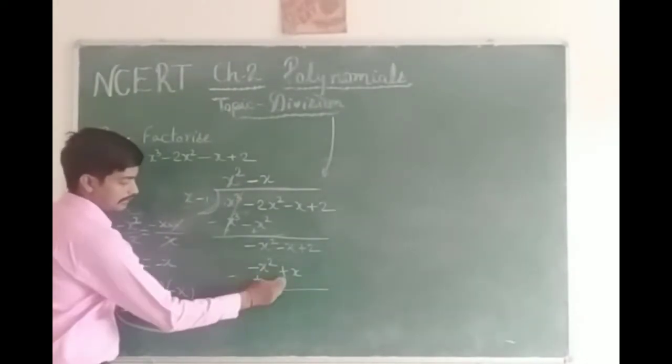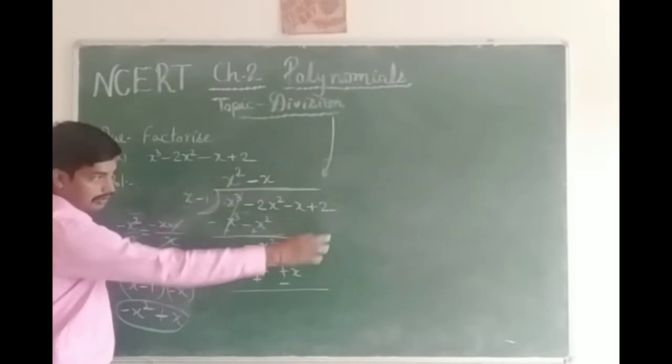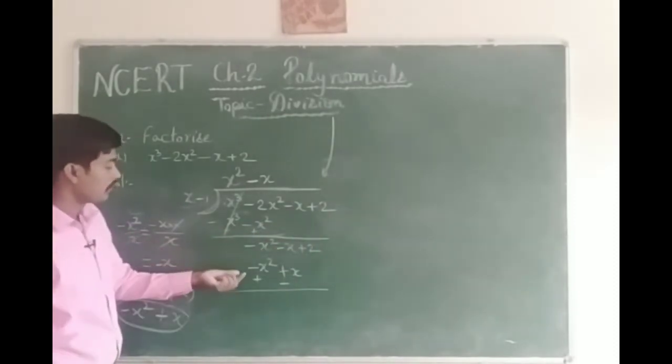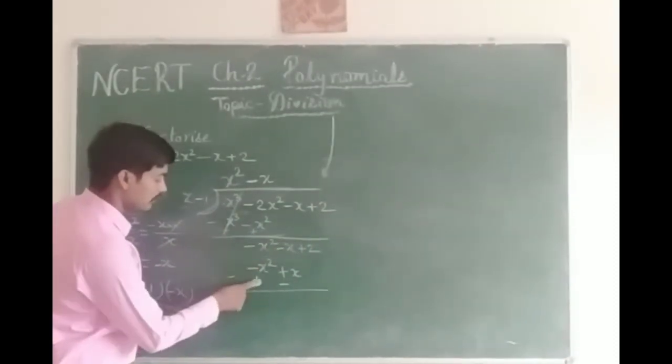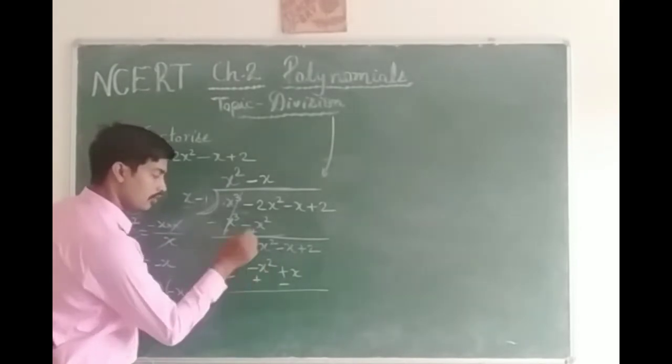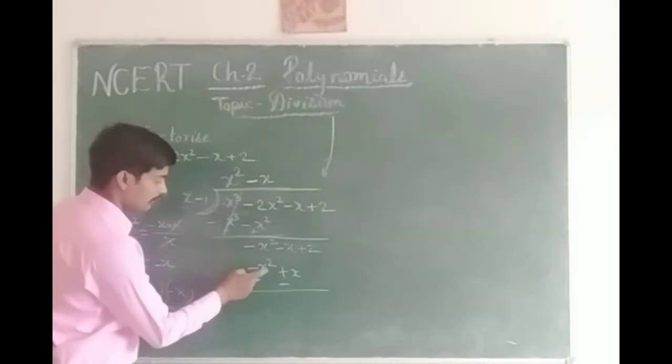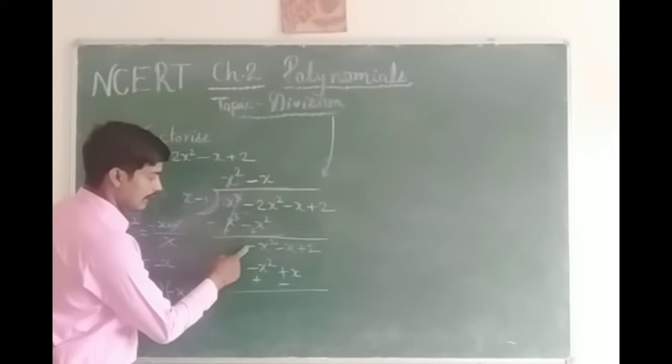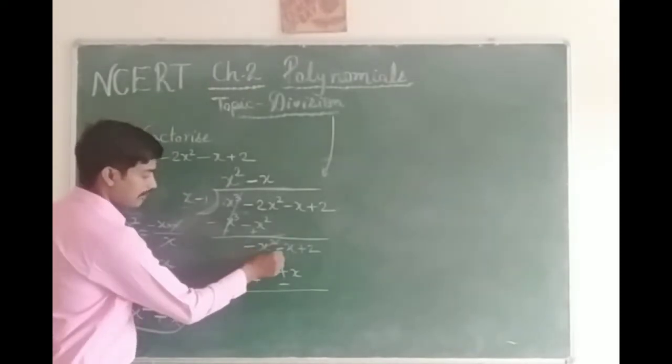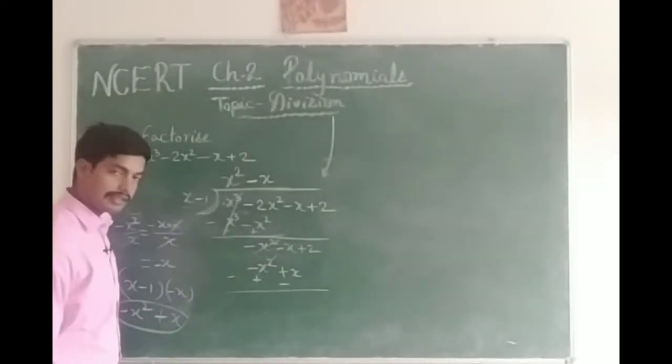Now it's become plus and it's become minus. I already told you. So this one is plus x square. Now we forget this sign. Now the sign of this x square is plus x square and this one is minus x square. Same things with opposite sign, it will cancel out.